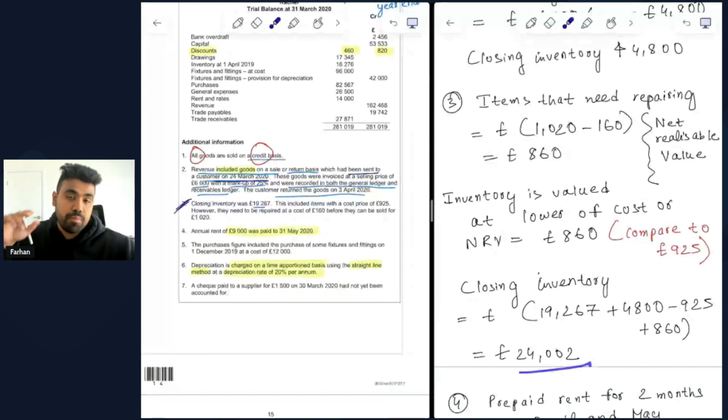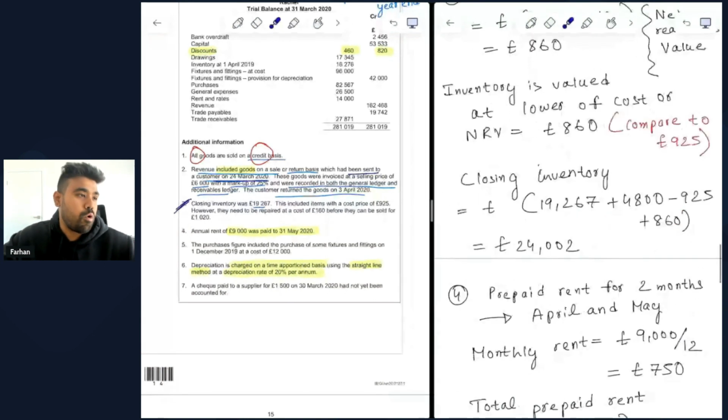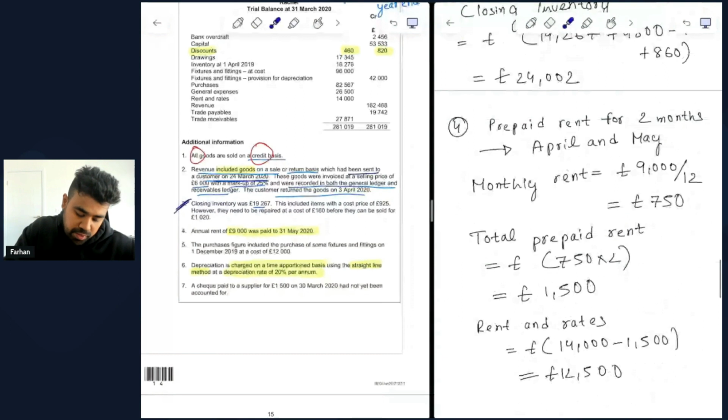You can expect something similar in the exam to show up, so make sure you understand this very carefully. Let's move on to additional information number 4. Annual rent of £9,000 was paid to 31 May 2020.